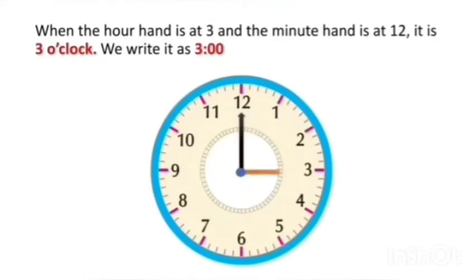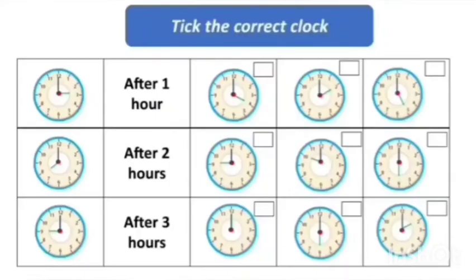When the hour hand is at 3 and the minute hand is at 12, it is 3 o'clock and we write it as 3:00. Now you can see in this clock, the hour hand is at 3 and the minute hand is at 12, so it is 3 o'clock. Let us do the following exercise.